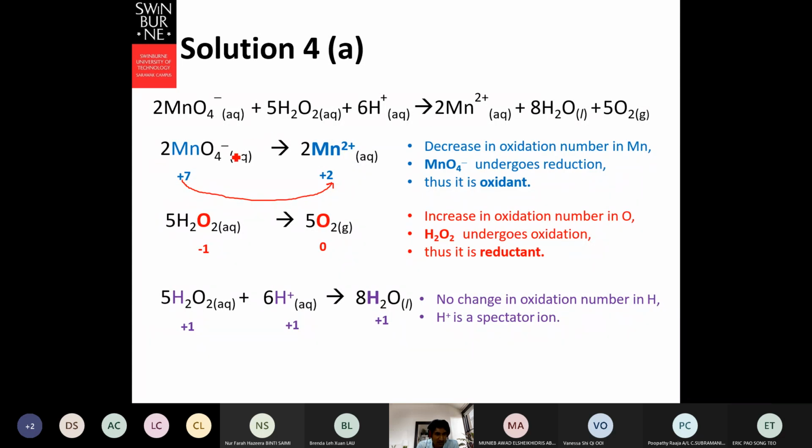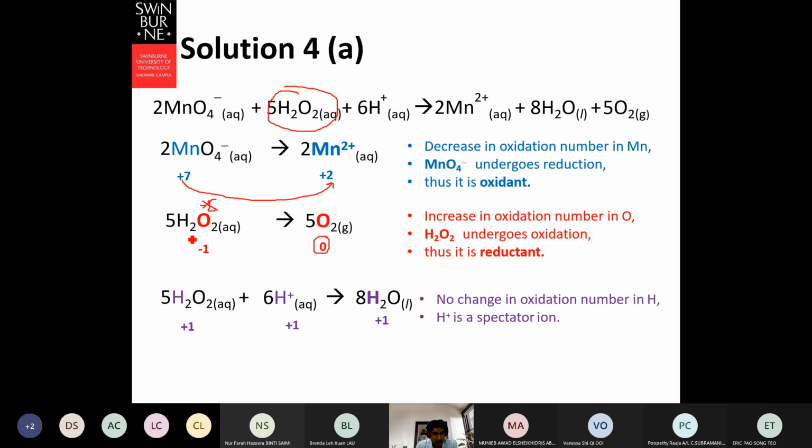Whom is it causing to be oxidized? This hydrogen peroxide. In hydrogen peroxide, the oxidation number for oxygen is -1, not -2. Hydrogen peroxide is an exception, so it is -1, and it is producing oxygen, which is 0. It is elemental oxygen, a free molecule, so it's 0.